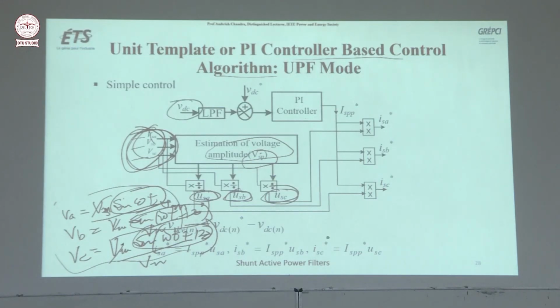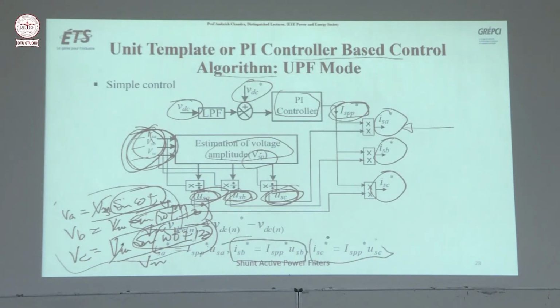Now you measure the DC link voltage, compare it with the desired DC link voltage, and using the PI controller you estimate the amplitude of the supply current. That amplitude is multiplied by these three unit vectors, and finally you get the reference source current for phase A, phase B, and phase C. This is what we are doing using this one.